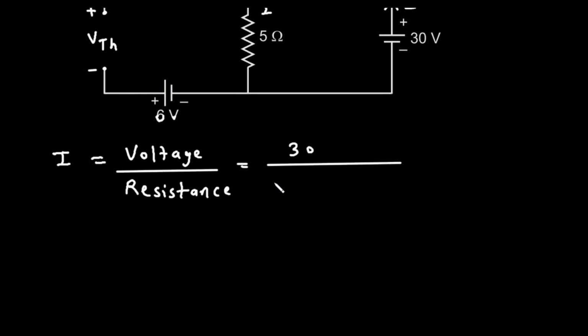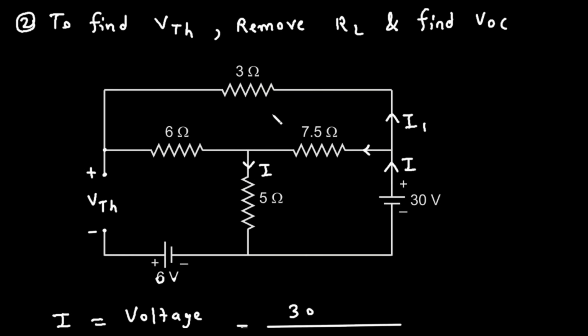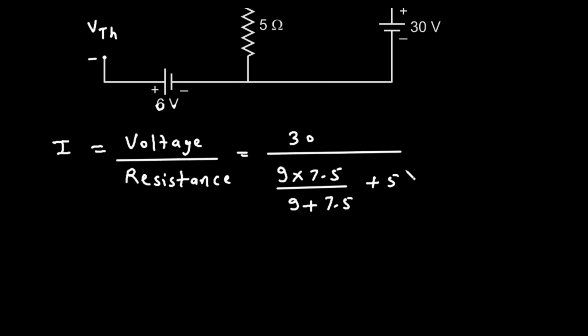So 9 ohm parallel with 7.5 ohm. We can directly write 9 into 7.5 divided by 9 plus 7.5. Now next they are connected in series with 5 ohm. So it will be plus 5.